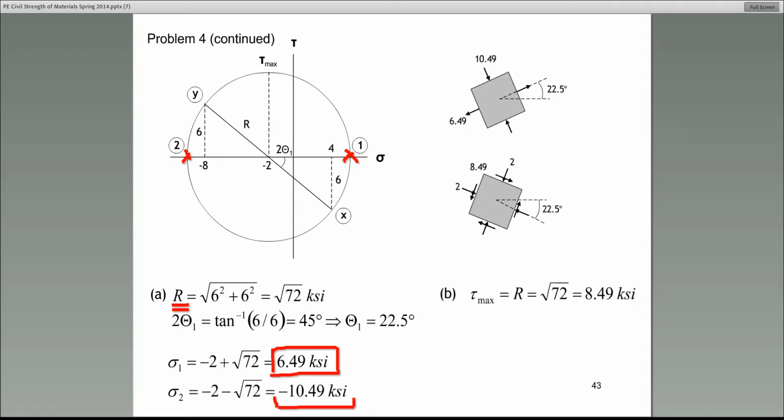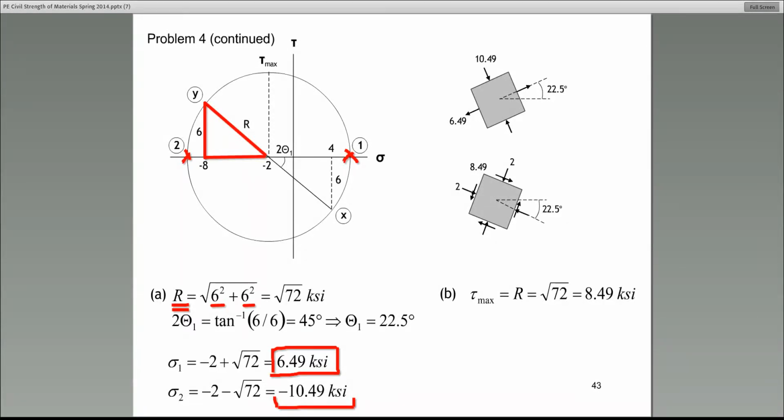This is the radius of the circle, and this is the hypotenuse. And you see what I did? Square root of 6 squared plus 6 squared. The 1, 6 is here. You see that? This is a 90-degree triangle. And the other 6 is this, the distance between -2 and -8. That's 6 units. So does everybody see that? That's how I calculate the radius.